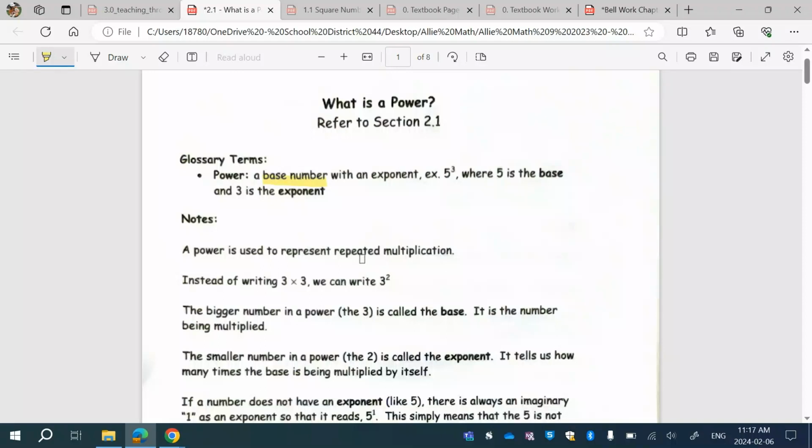Hello, everybody. Here we are, 2.1. What is a power? I left some blanks, I think, on your sheet, so let's just make sure you fill it in as we go along. The first one, we start with some glossary terms.